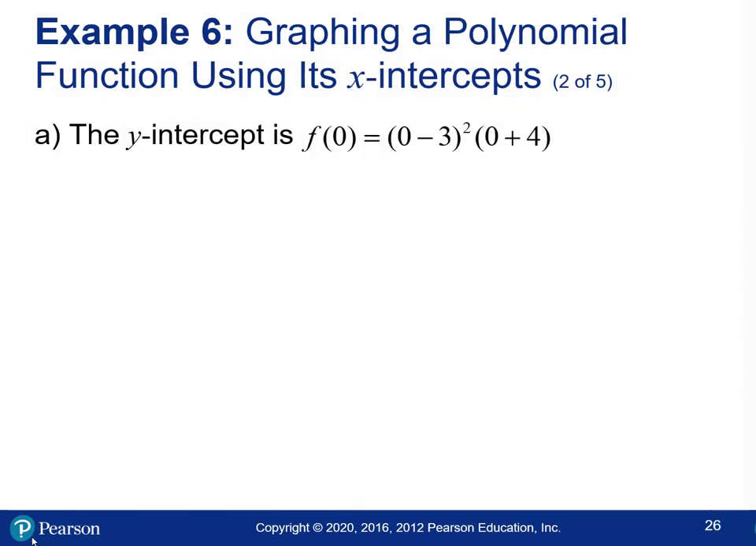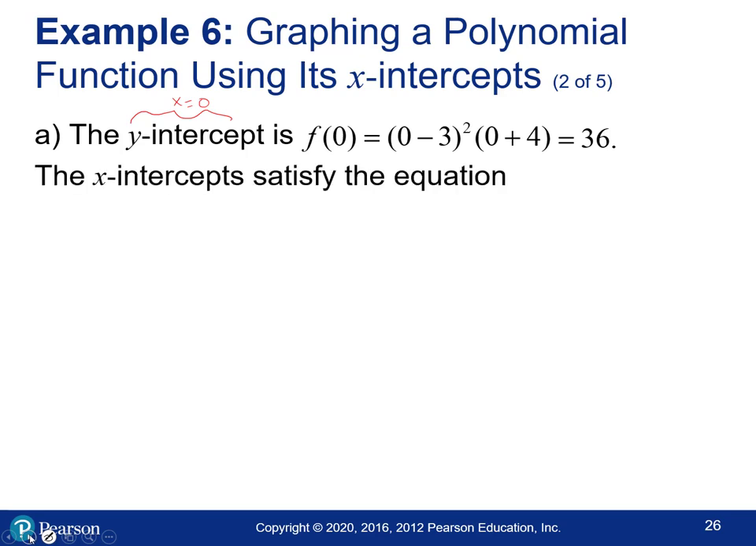Alright, so remember, your y-intercept is always found by letting x equal 0. So just plug 0 right into your function, right where there's an x, and if you simplify, you're going to get 36. And so that y-intercept is going to be the point (0, 36). And then remember x-intercepts, that's when you let y equal 0. So you set your whole function equal to 0, and then you solve.